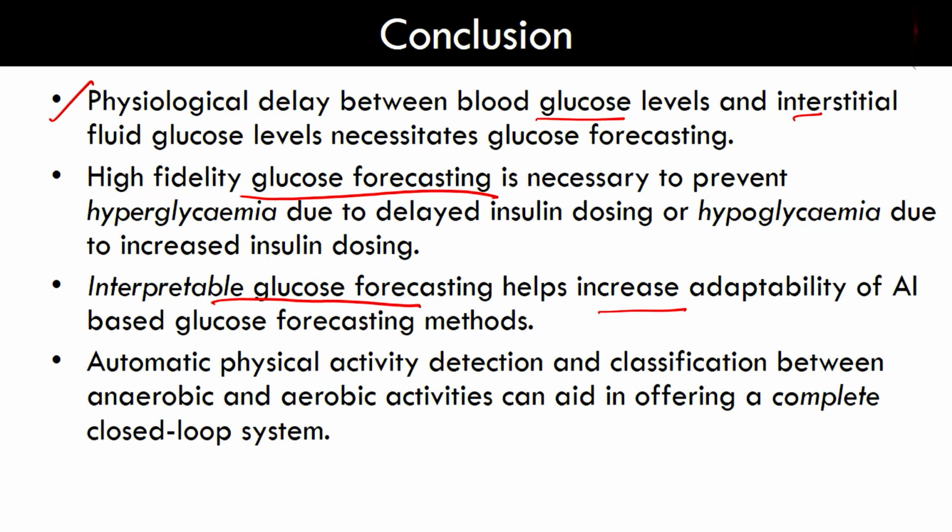Understanding the trend and seasonality component of the glucose trajectory helps the doctor understand and interpret the model. So for clinical applications, it increases confidence and leads to greater adaptability. Finally, automatic physical activity detection and classification for aerobic and anaerobic activity can aid in a complete closed loop system. Currently the closed loop system requires the user to declare the physical activity manually. This will not be needed if we are using automatic physical activity detection.